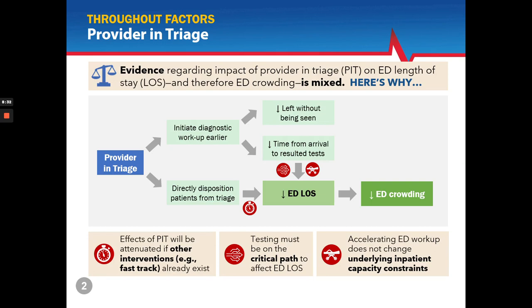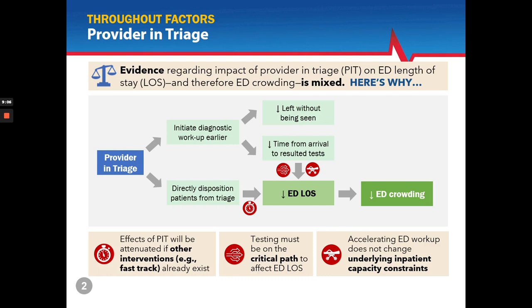Okay, now let's look at the other mechanism by which provider in triage can reduce ED length of stay, which is directly dispositioning patients from triage. So if a provider at triage can actually treat and discharge simple patients right then and there at triage, that should definitely reduce their ED length of stay, right? Well, maybe. If that emergency department already has a fast track area where patients can routinely be seen right away by the fast track provider, then having a second provider at triage probably won't reduce ED length of stay much.